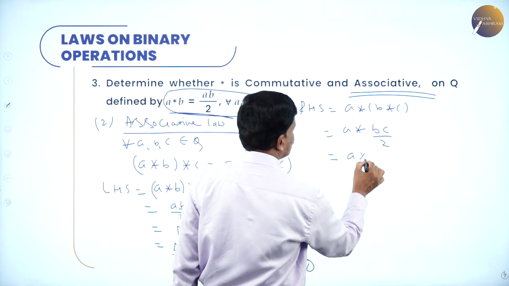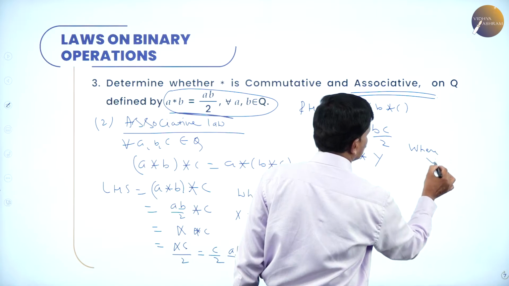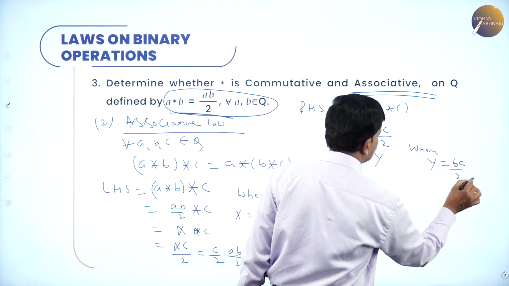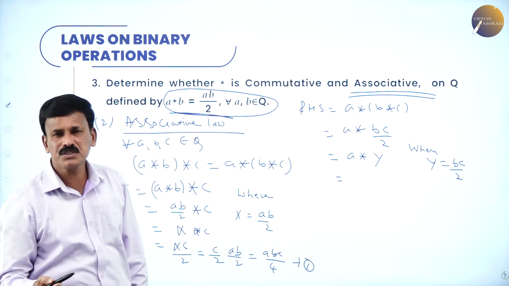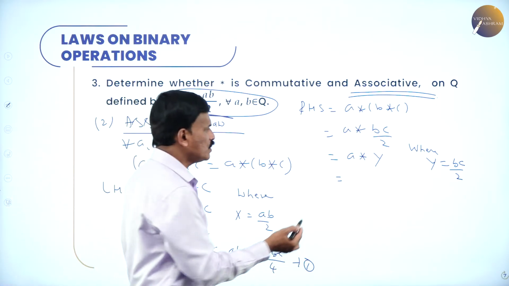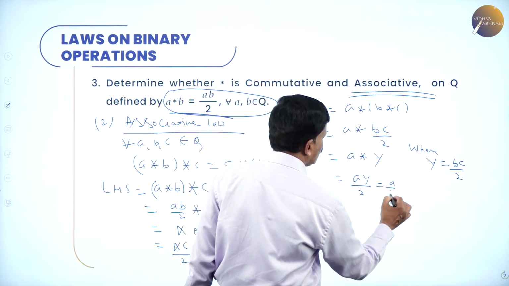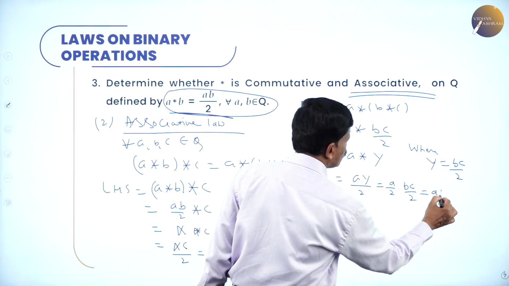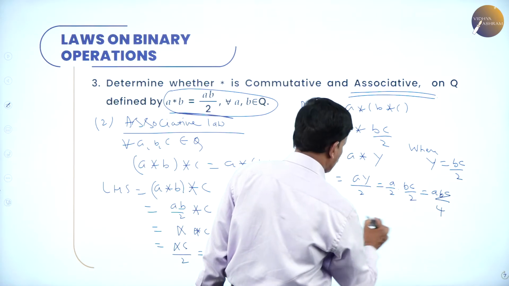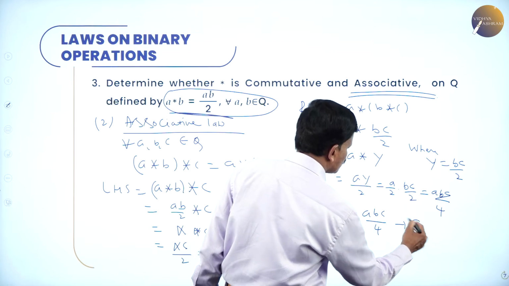So let us call it Y, where Y is equal to BC divided by 2. Now see here, A star B is equal to AB by 2: first element into second element by 2. So A star Y means first element into second element by 2. A by 2 as it is, substitute the Y value, BC by 2. This is equal to ABC divided by 4. So A into B into C divided by 4, equation number 2.